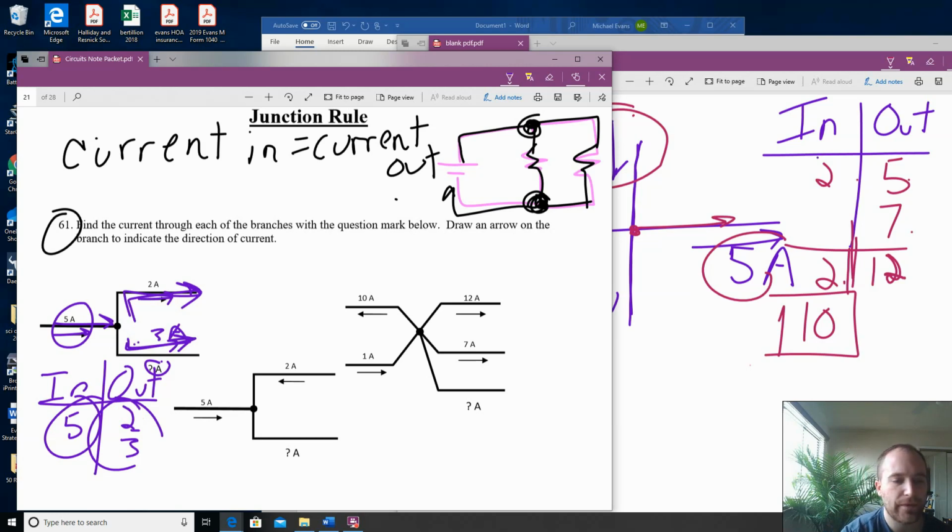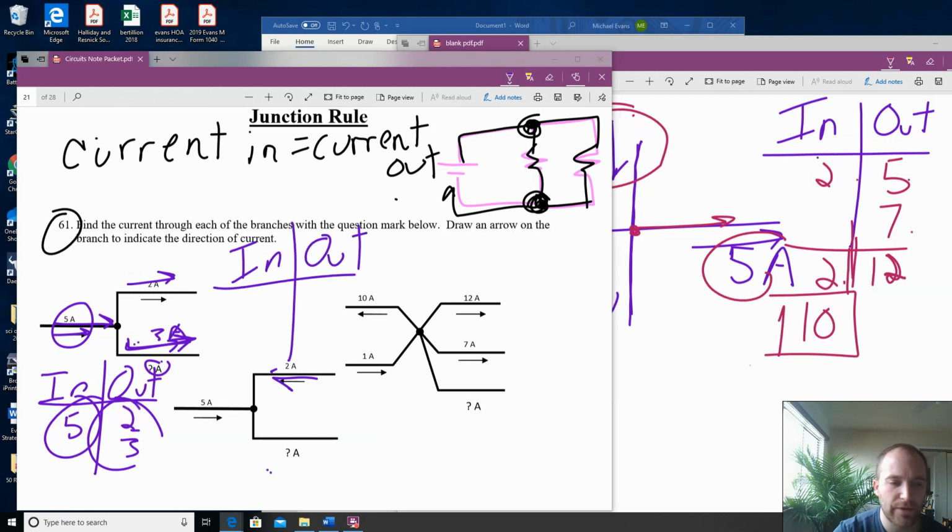Okay, this one right here. Notice it looks really similar. The only thing that I really changed was I took that 2 amps, and instead of going this way, I changed it to going this way. And let's see how that changes things. So we've got our ins and our outs, and let's just see where this takes us here.